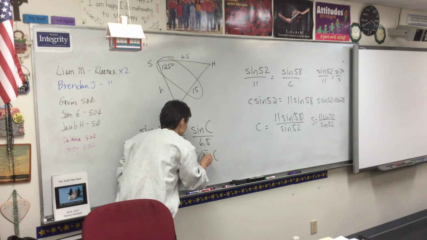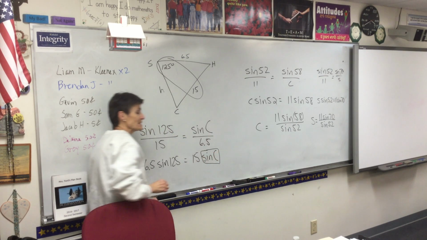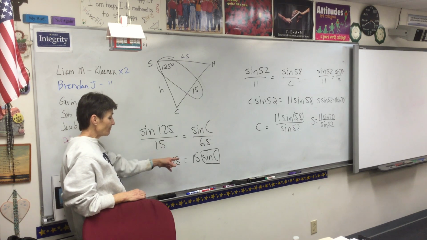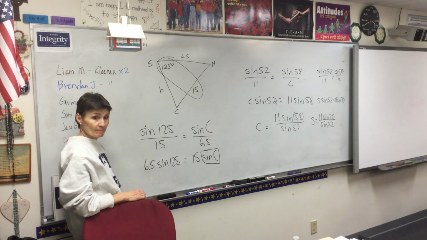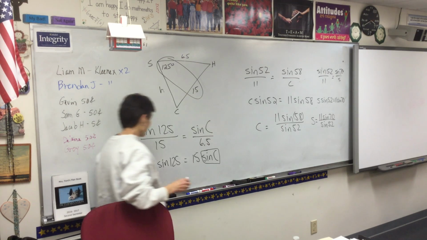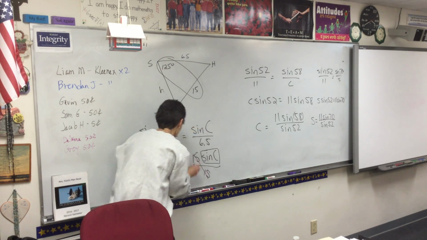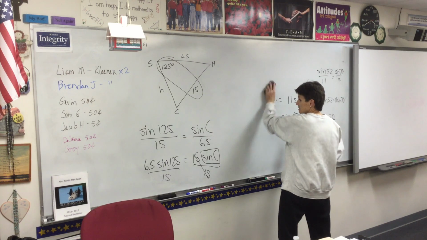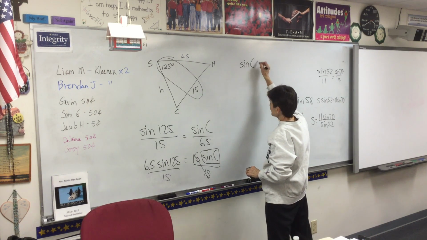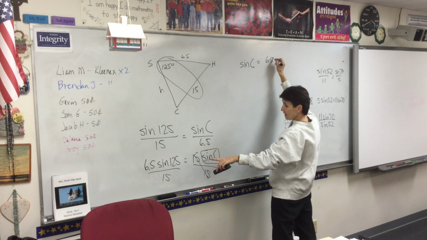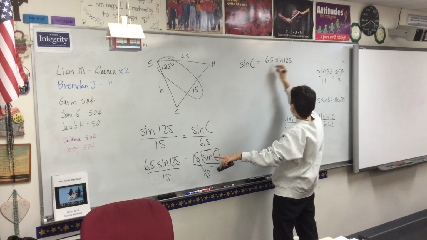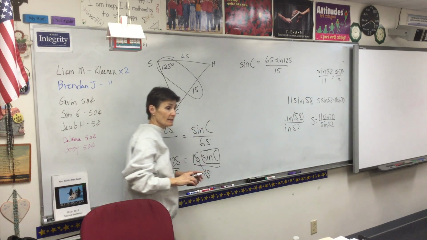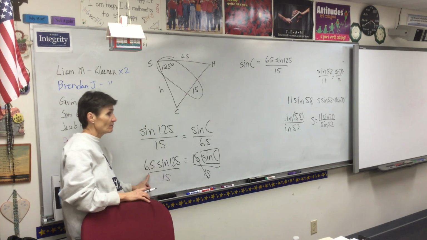Now guys, this is a package deal. That's not separable. So the best you're going to be able to do is to divide both sides by 15. So if I divide both sides by 15, then I have an equation that says sine C equals 6.5 sine 125 over 15. Would everybody agree with that? That's what we have if we divide those sides by 15.